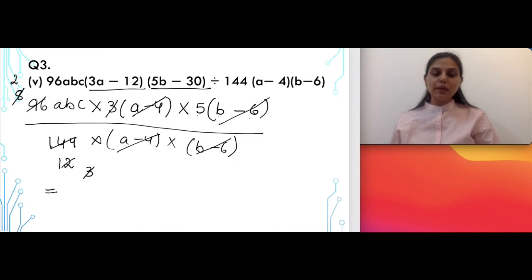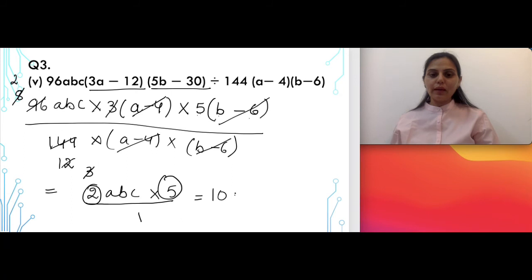So the terms that are left in the numerator are 2abc multiplied by 5, and in the denominator there is no term left, so we can just write the denominator as 1. So in the next step, 2 and 5 will be multiplied here, so 2 5s are 10, and along with that the variables a, b, c, so your answer will be equal to 10abc. I hope this question is also clear to you.